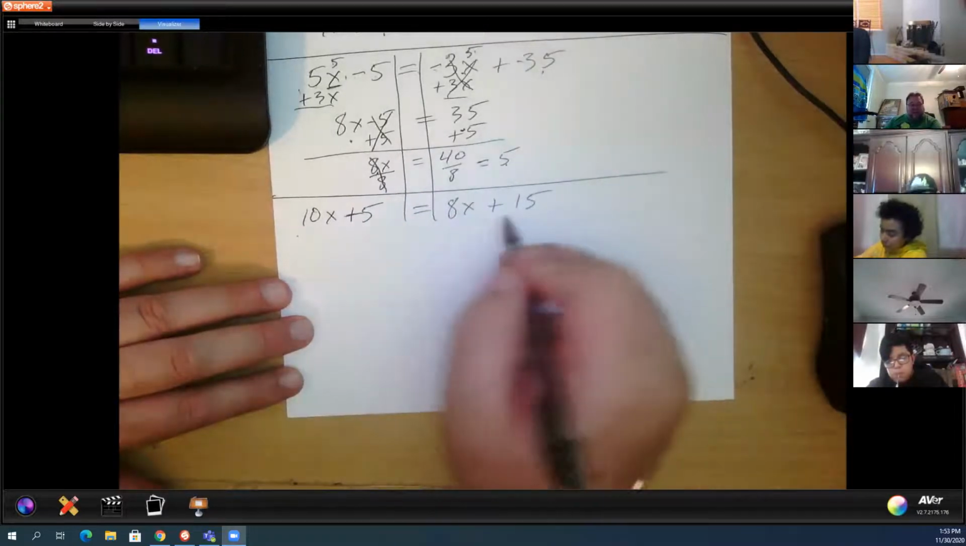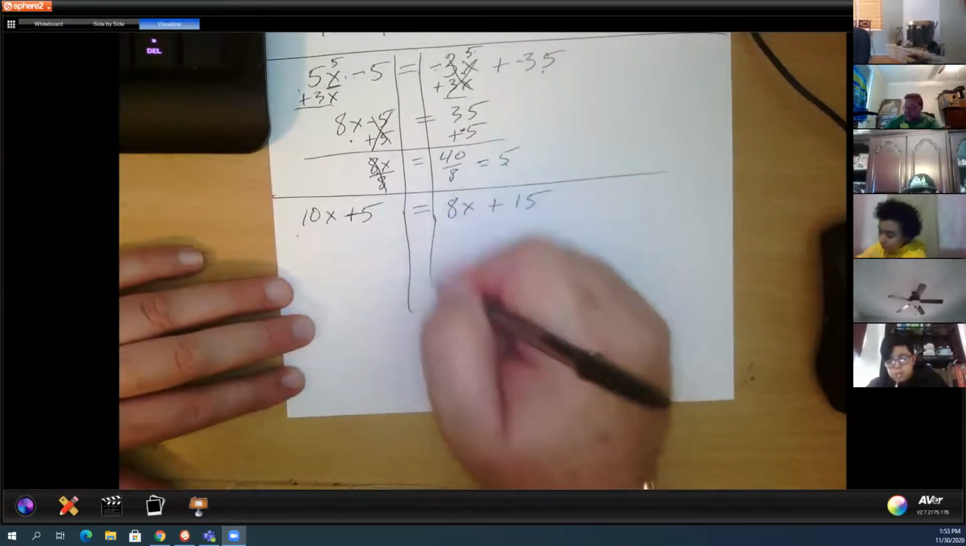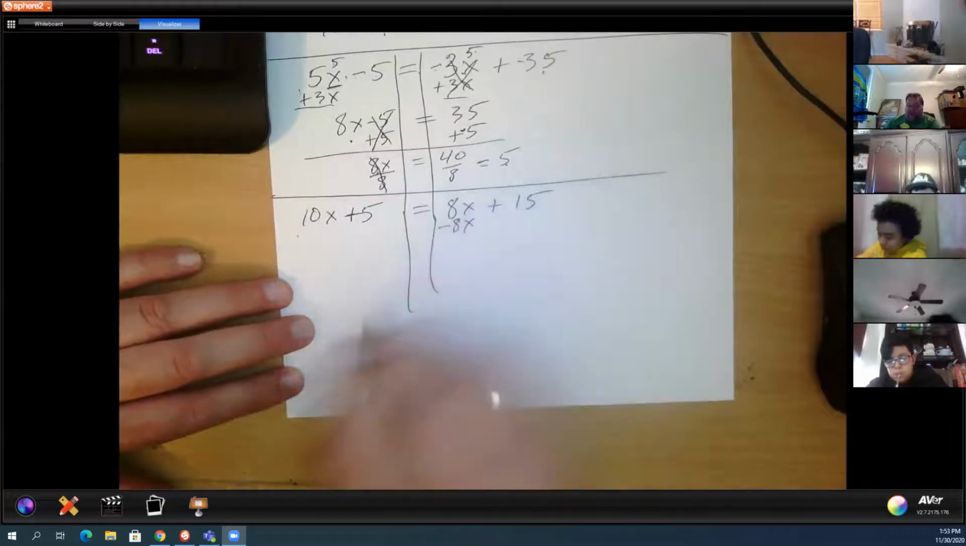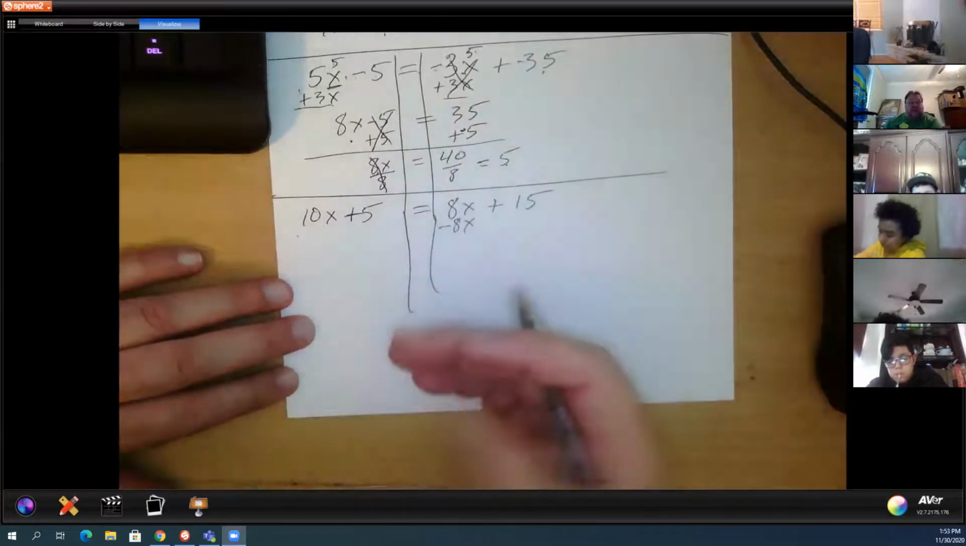So any variable that's over on this side, I want to get rid of. Well, how do I get rid of a positive 8x? I'm going to subtract 8x.